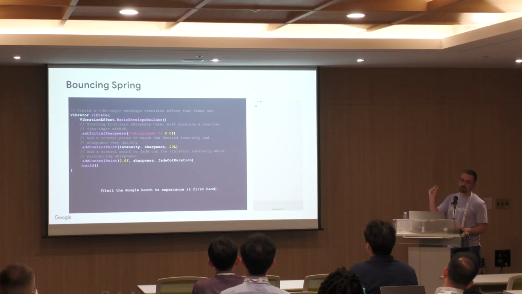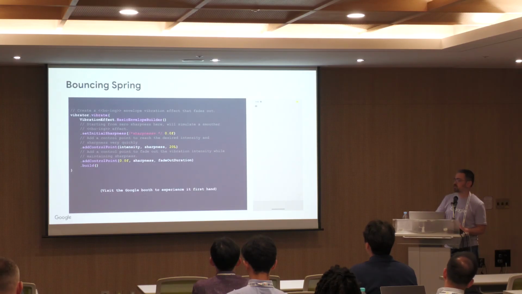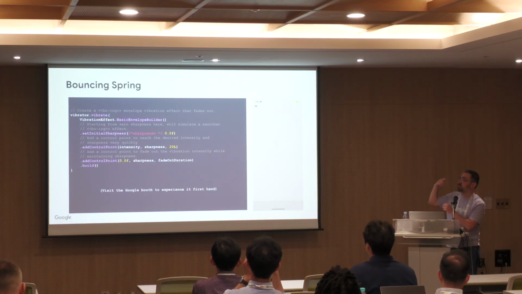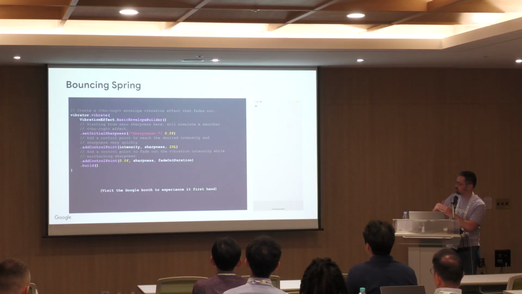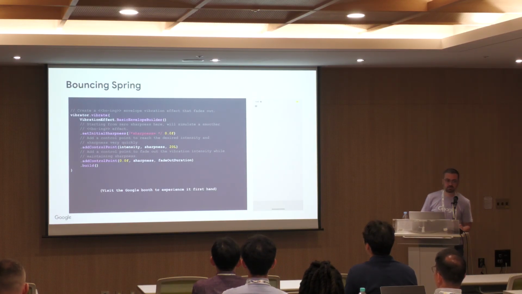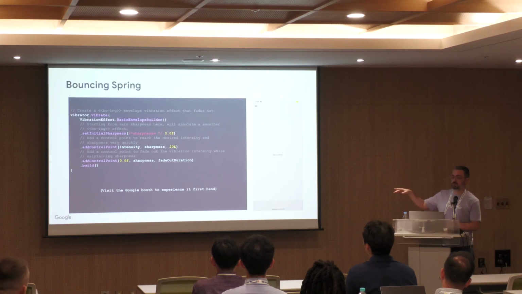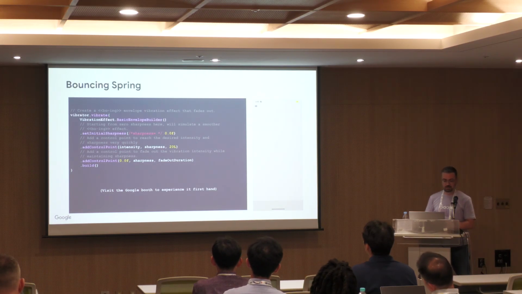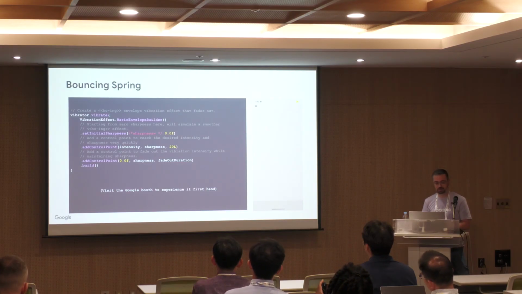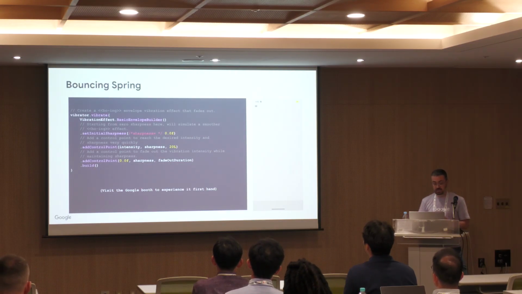Now, the only tricky part is figuring out that fade out duration. It really depends on how fast the spring hit the ground, and we calculate how high it's going to go, and that's how we get the fade out duration. We are working on publishing the code for this. It's not out there yet, but it's in progress. So you would be able to see exactly all of the code.